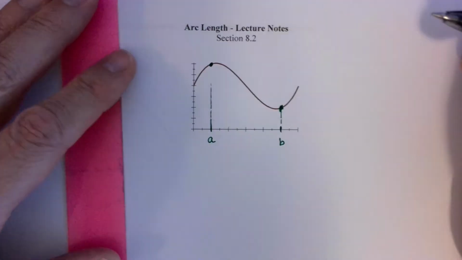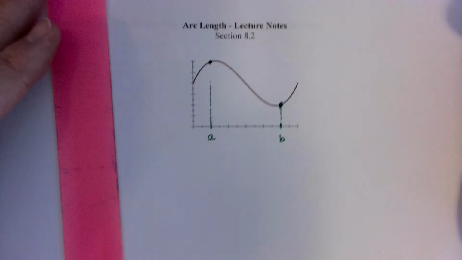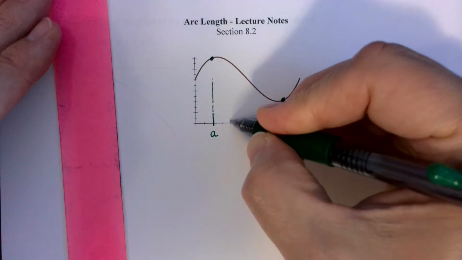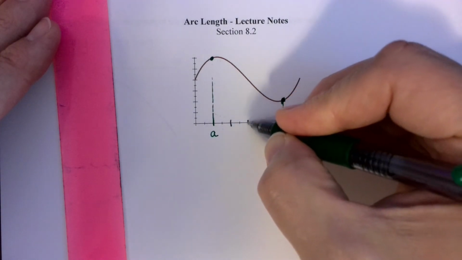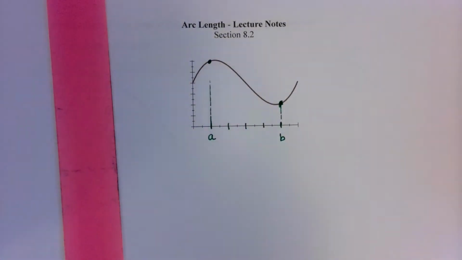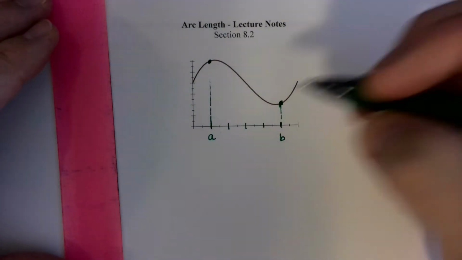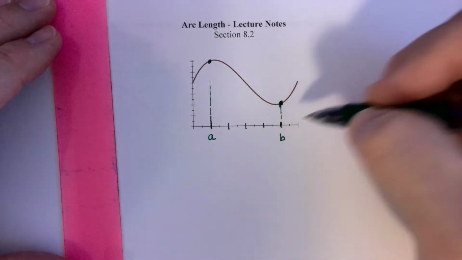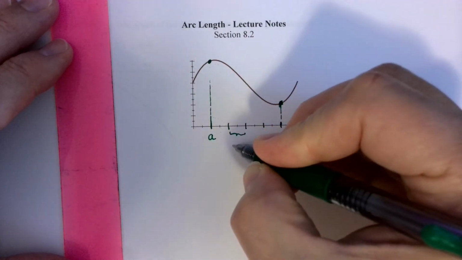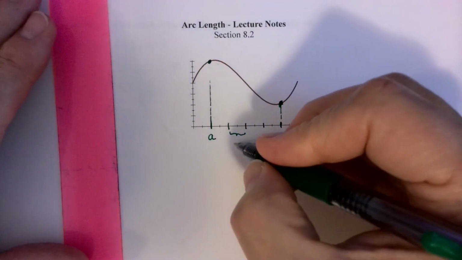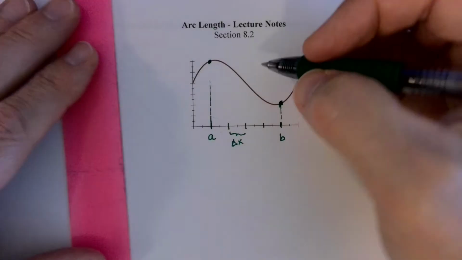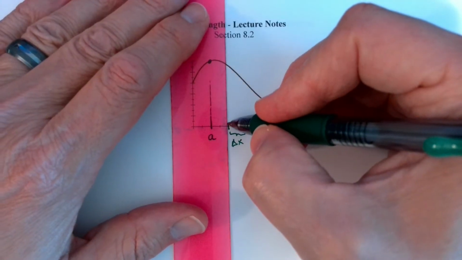So what are we going to do? Like we normally do with integration, we're going to break up our interval into n equally spaced subintervals. I'm going to just do 4 subintervals to illustrate. And remember, the width of each one will be the same, delta x. We don't have to make them equal width, but we're going to do that for ease of notation here.